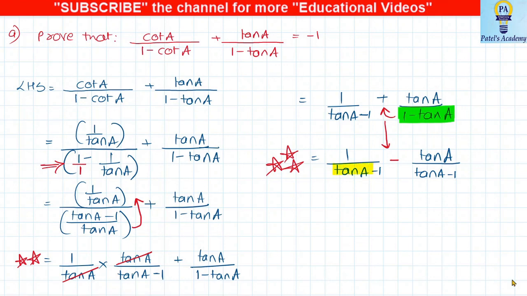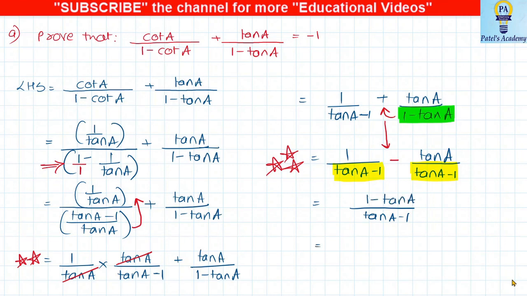Now see this, what I'm highlighting with yellow. Now what I see is I get the same denominators. If not, I had to cross multiply. The sum would have been a little bit longer. So now I have the same denominator, tan A minus 1. In the numerator I have 1 minus tan A.